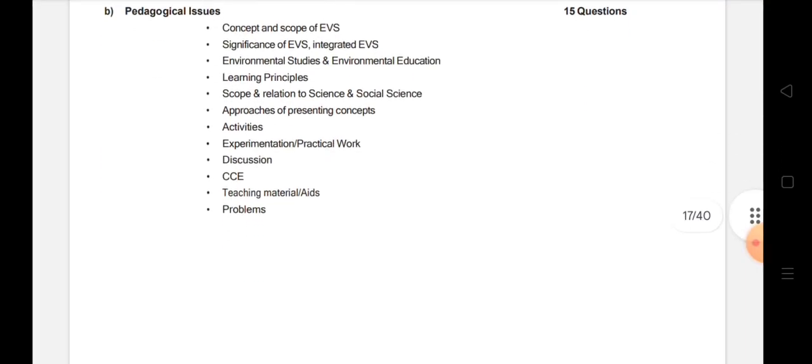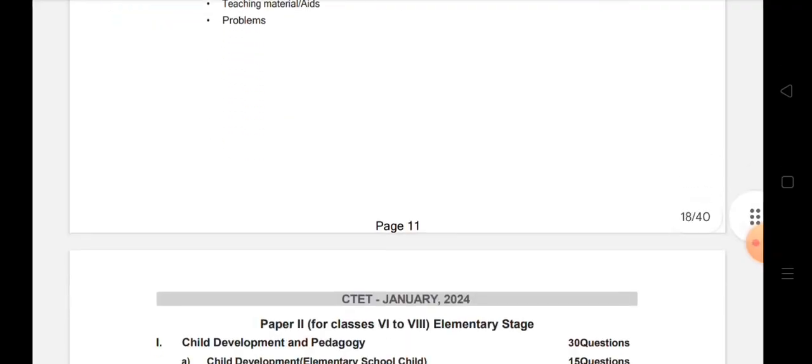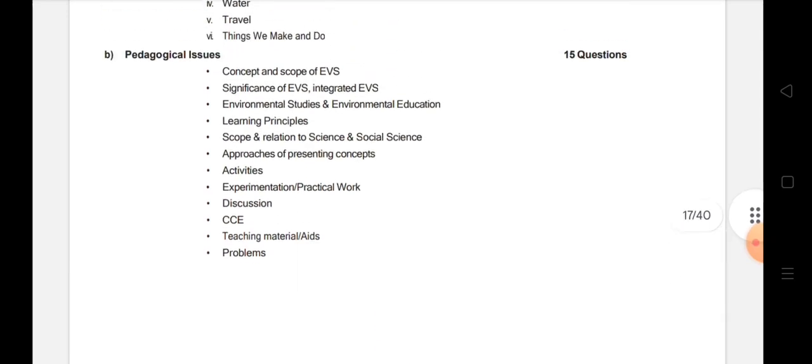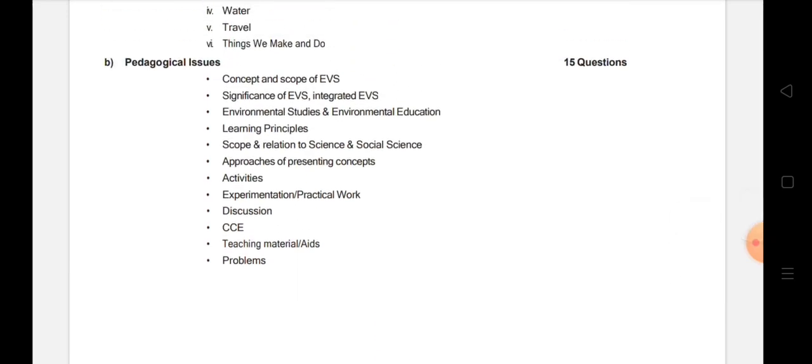Now pedagogical issues again will come for 15 marks. That is concept and scope of EVS, significance of EVS, integrated EVS, environmental studies and environmental education. Then learning principles, scope and relation to science and social science, approaches of presenting concepts, activities, experimentation or project work or practical work, then discussions, then continuous and comprehensive evaluation, then teaching aids or teaching materials, then problems. All right, so this was all. So we have to study. It's very easy, right? That's why I'm not explaining.